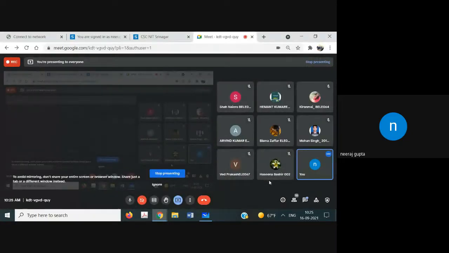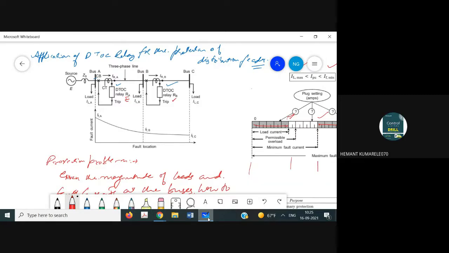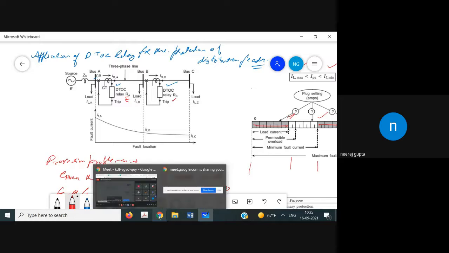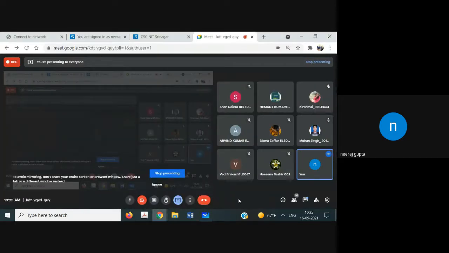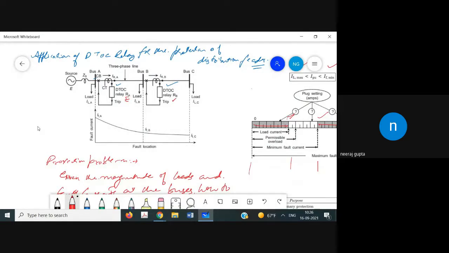Yes. Hemant, can you tell me which is the tail end of the relay of the system? Yes, sir. Which one is it? Which is the tail end of the relay in this particular system? No, sir. Sorry, sir. No idea.